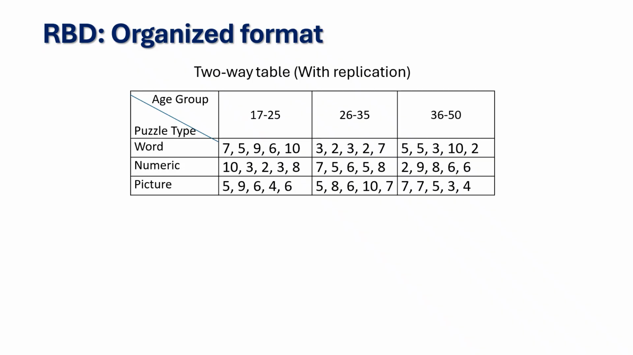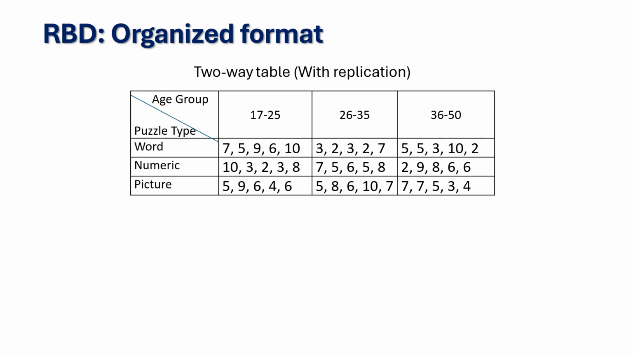But yes, we need to organize the whole data for analysis purposes, because the previous one you cannot directly take into any software. No software can do any analysis of that. So we need to have a kind of organization, and this is what is shown in this particular table. So this is with replication, because I have considered all the observations. You can see age groups 17 to 25, 26 to 35, 36 to 50, and puzzle type.